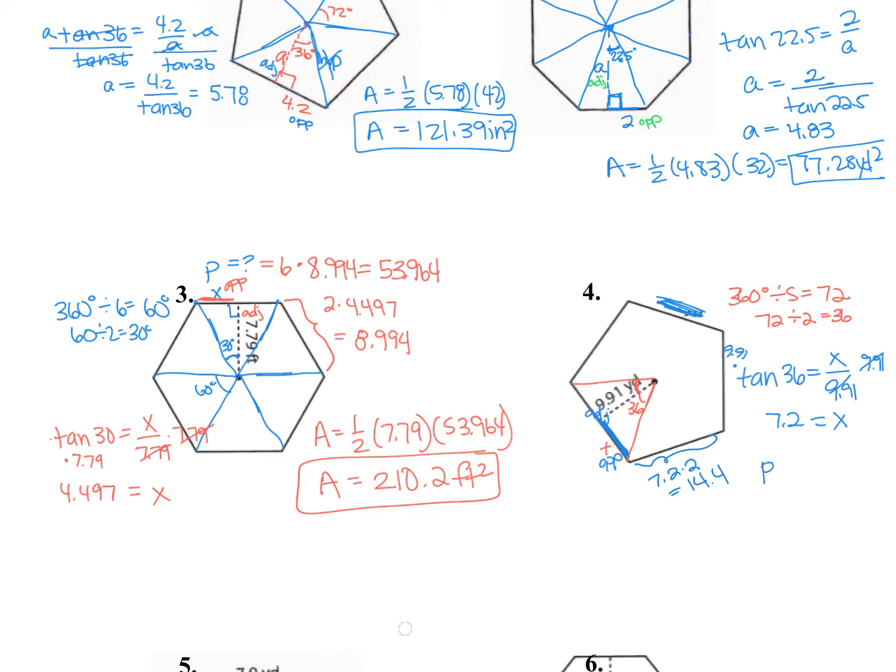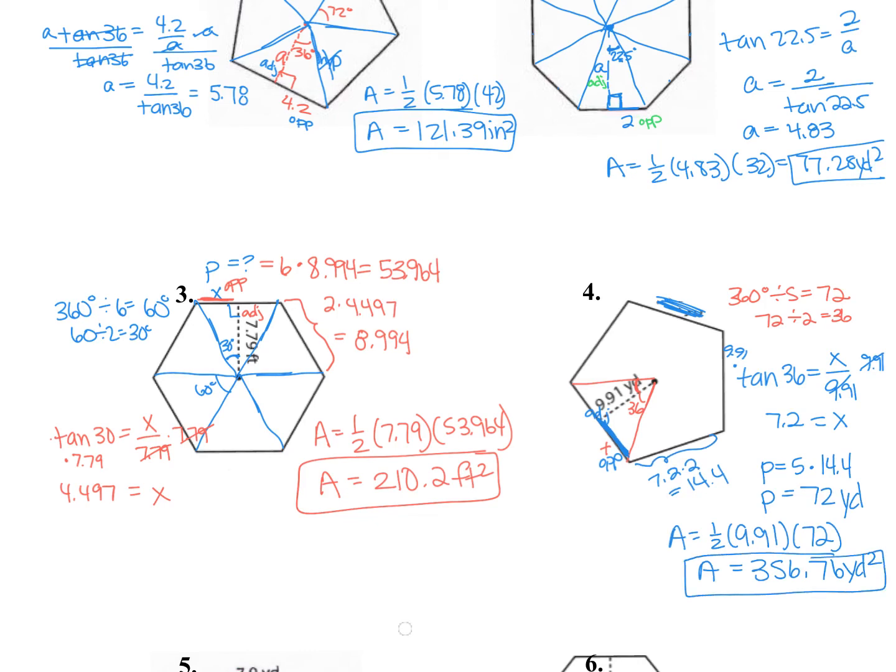So my perimeter is my 5-sided figure times 14.4. So my perimeter is 72 yards. And then my area is 1/2 my apothem, 9.91, times my perimeter of 72. And I get an area of 356.76 yards squared.